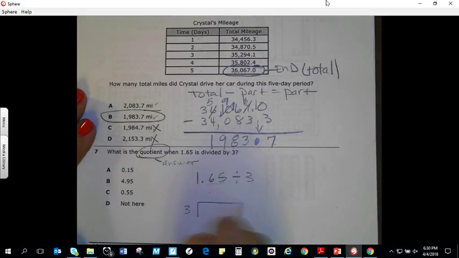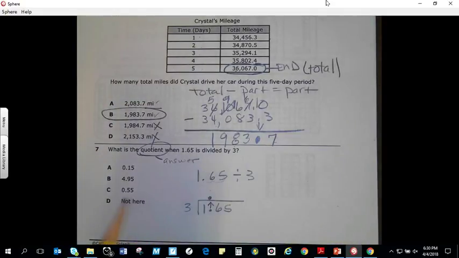3 goes into 1 and 6500ths. Don't forget to move my decimal immediately. Again, adding, subtracting, and dividing, the decimal does not move. The only time it moves is multiplication.